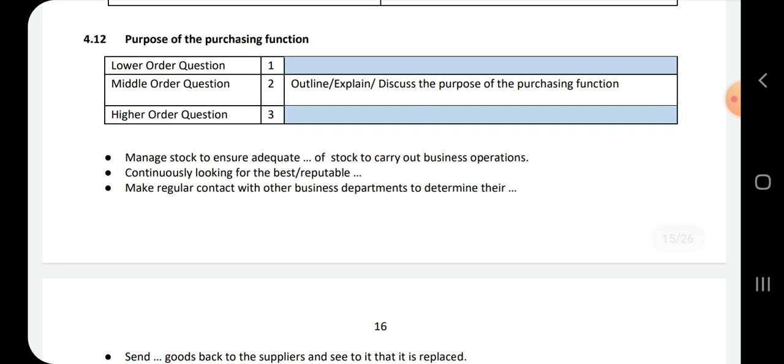So you need to know the purpose of the purchasing function. The purchasing function buys everything inside the business. Everything that has to be bought in an organization, the purchasing function is the one that buys. So if marketing needs stationery, the purchasing function will buy for them. If production needs raw material to produce, the purchasing function will buy for them.